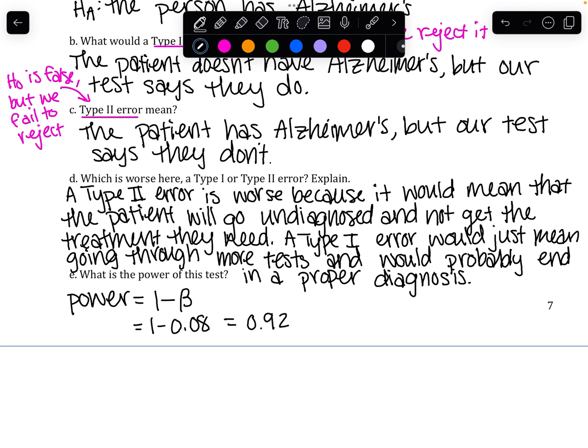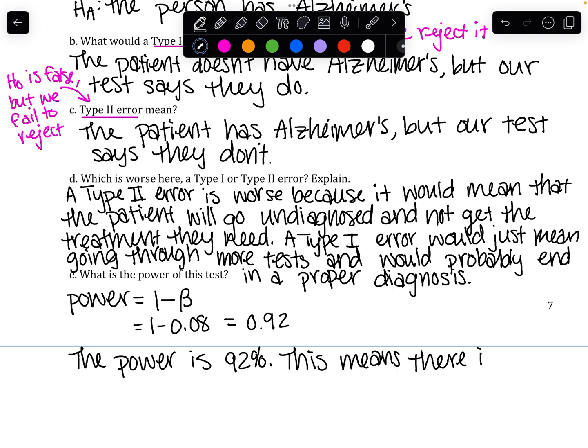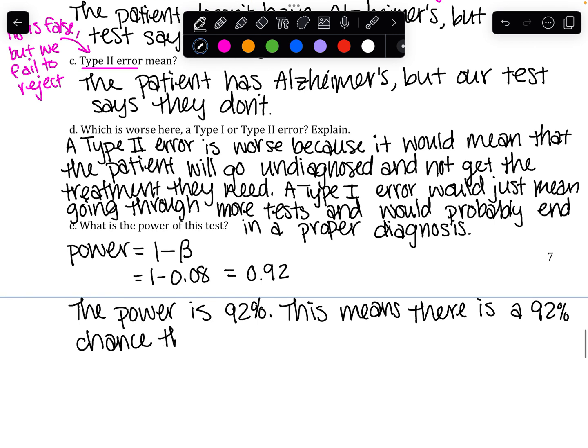So what does that mean? I'm going to say the power is 92%. This means there is a 92% chance, what is power? Correctly rejecting a false null hypothesis. That the test correctly identifies patients with Alzheimer's.